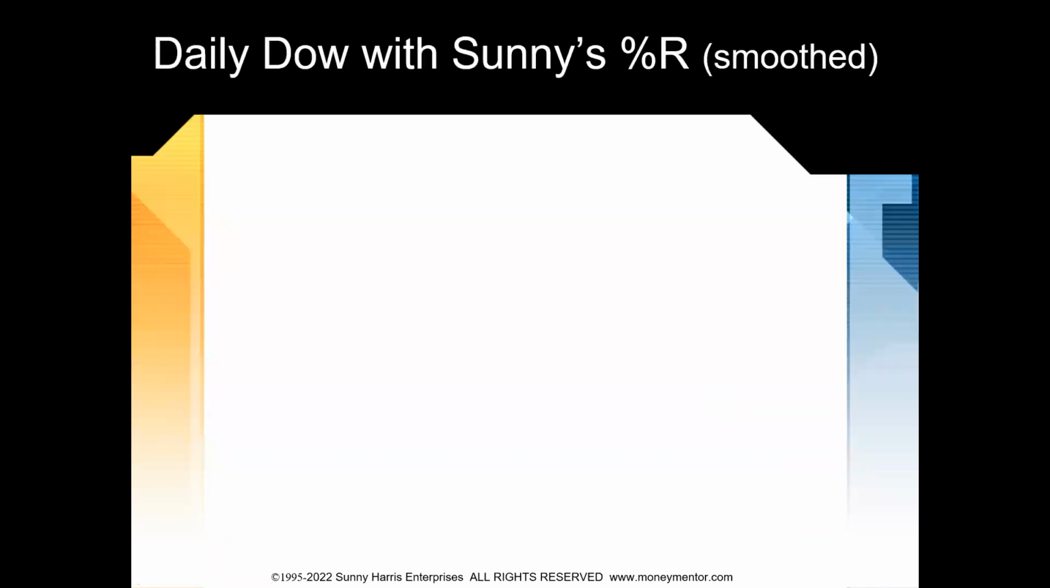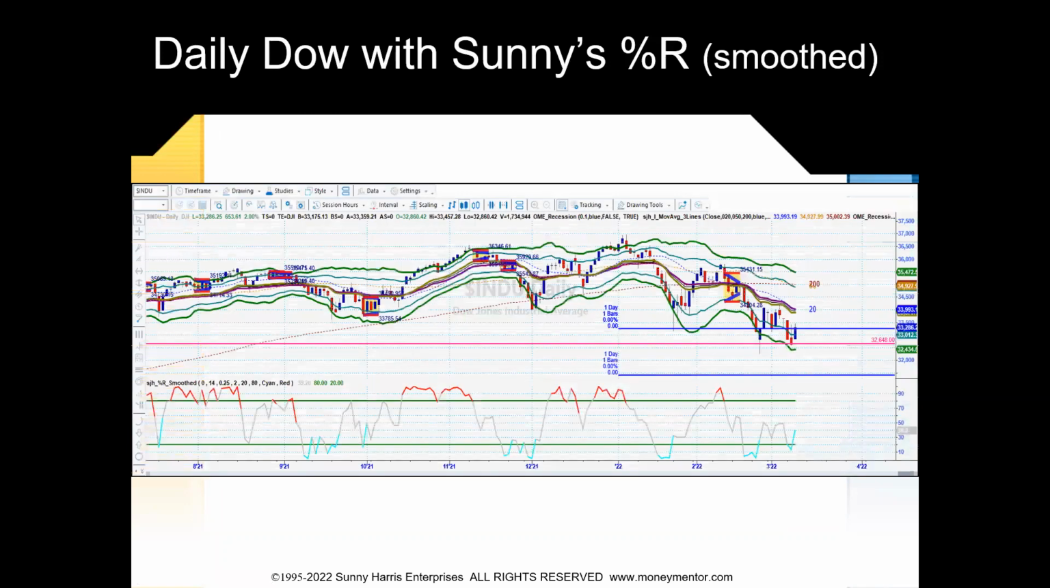Here, let's look at %R, which is Larry Williams' indicator, but it's been smoothed with my smoothing function, which is the same smoothing function that I use to smooth my dynamic moving average out.